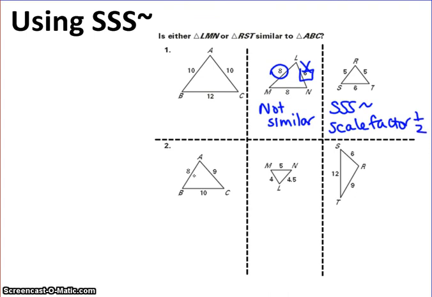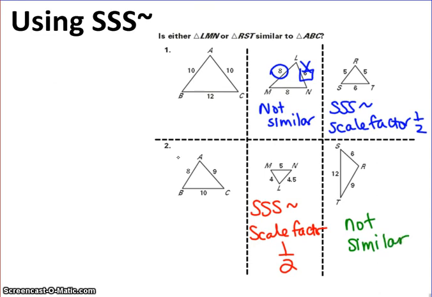Alright, now here we have 8, 9, and 10. If I multiply 8 by 1/2, I get 4. 9 by 1/2, I get 4.5. And 10 by 1/2, I get 5. So these two are similar by the side, side, side similarity because they're all proportional by the scale factor of 1/2. Alright? So then you take a look at the next one, and the next one you are not similar at all, okay? There is no scale factor that I can use to multiply or dilate the first ABC onto SRT.